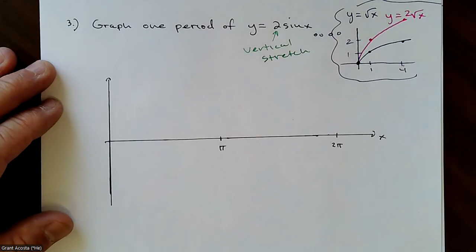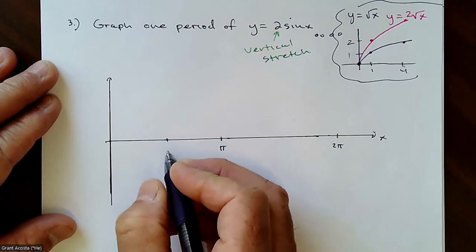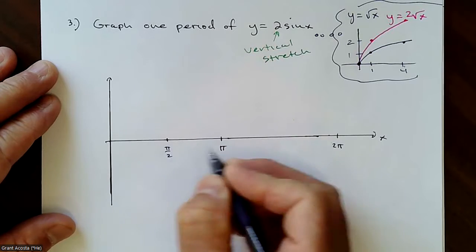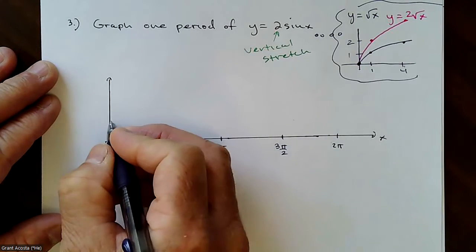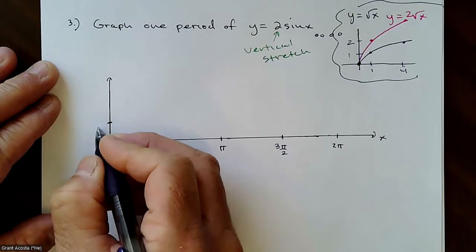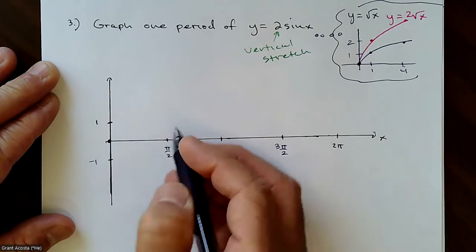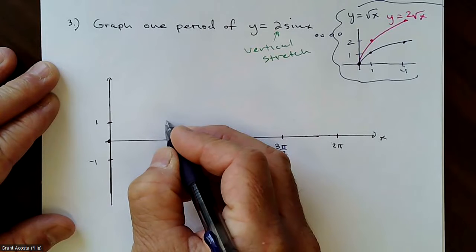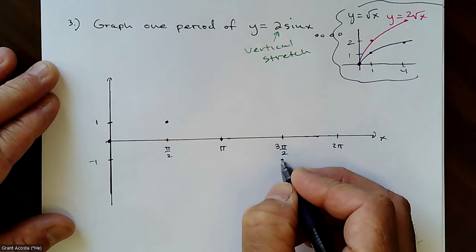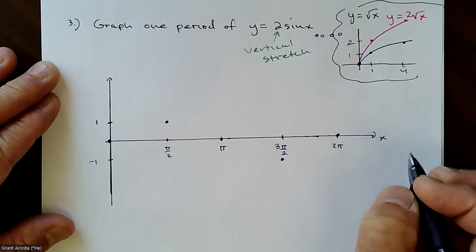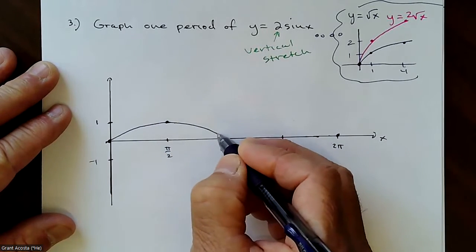So what does that mean for a sine graph? Well, let's sketch regular sine so we can see the stretching part of it. A normal sine graph starts at 0 at its middle, then at pi over 2 goes to high, back to middle, 3 pi over 2 it's at its low, and then back to middle. So a regular sine graph would look like this.